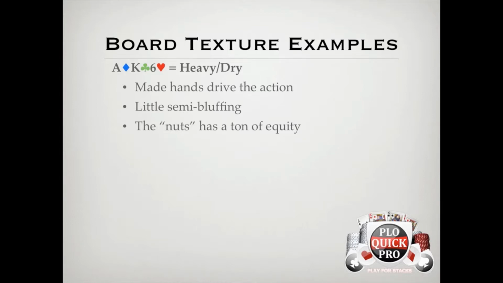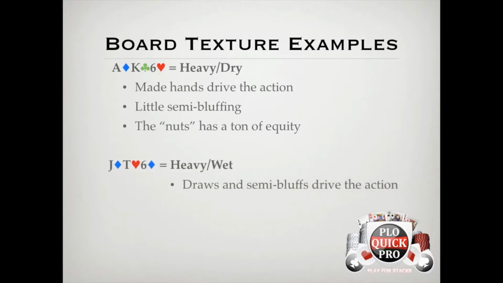The nuts on dry and heavy boards generally have a ton of equity, while on the other hand, the nuts on wet heavy boards generally have much less equity in comparison. You'll get a better feel for this as we make it through the rest of the slides. But for example, on this board, if you hold a set of aces, there's only a few hands that have any equity against you. Now, heavy wet boards have a much different dynamic than the heavy dry boards because there's so many hands to semi-bluff with.